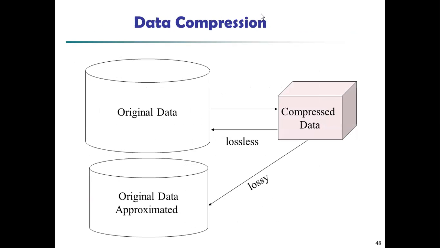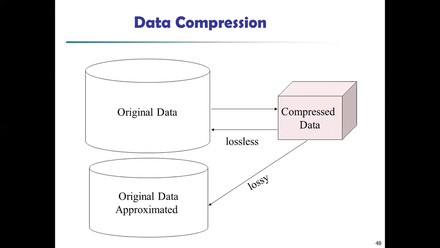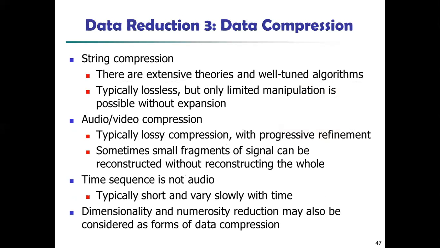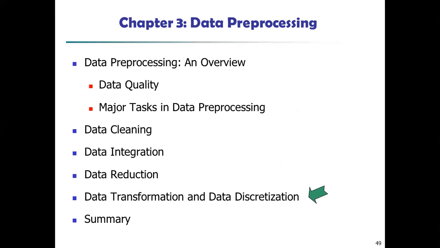This is the original data. This is the original data to be approximated. This is the final compressed data. Okay, this is regarding data compression, regarding data reduction. So in the next class, we'll continue with data transformation and data discretization.